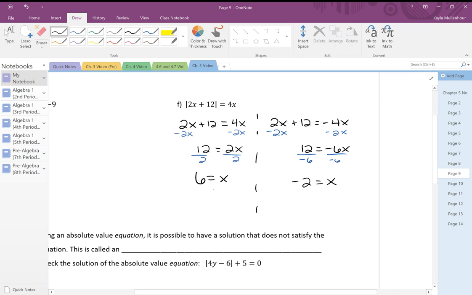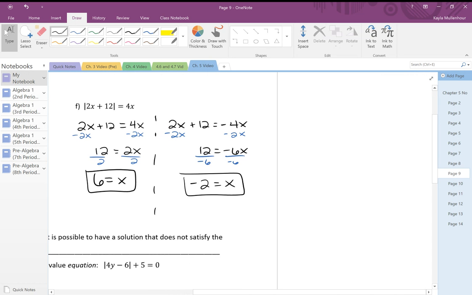Okay, so everything seems nice and dandy, right? Well, if we were to plug our answers back into the original equation, I would have the absolute value of 2x plus 12 equals, notice that I have a 4 and an x on the right side. So if I were to plug in 6, my first answer, simplifying, I get the absolute value of 12 plus 12 equals 24. And then I get the absolute value of 24 equals 24, which, yes, it does.